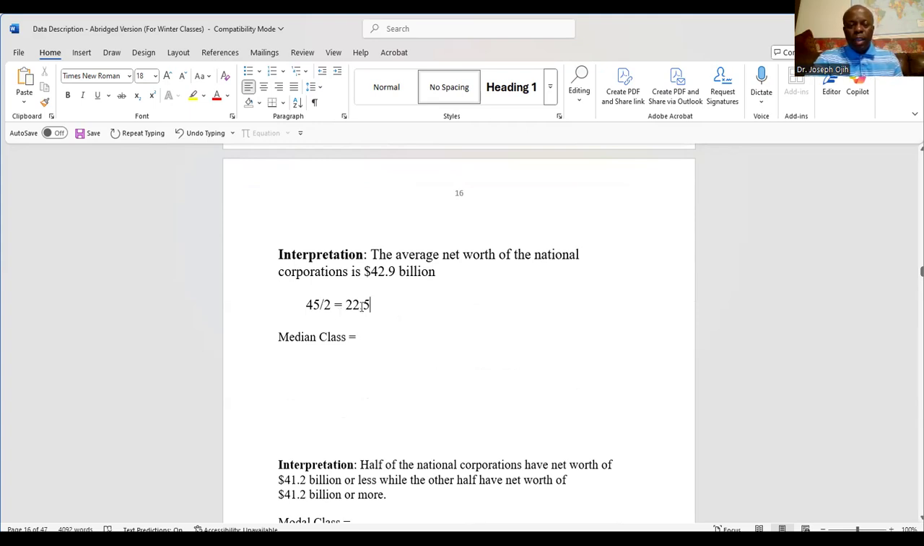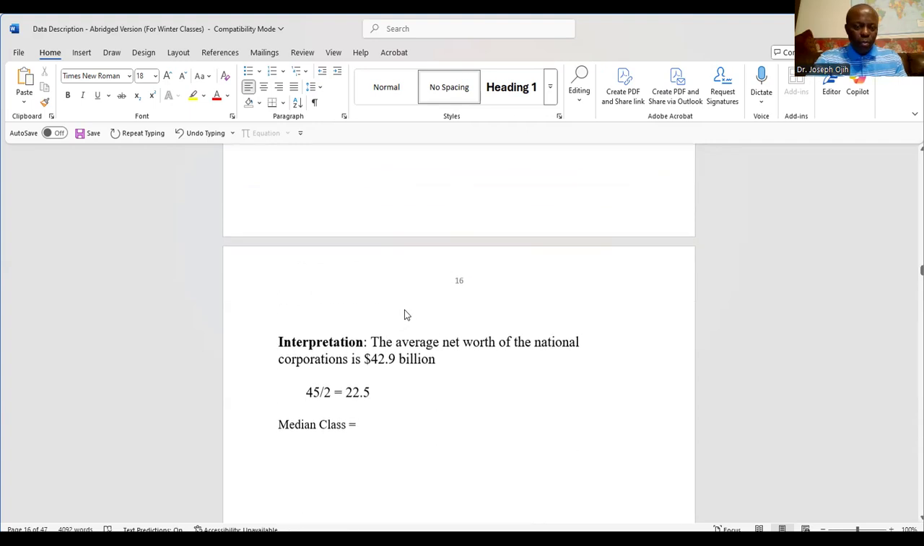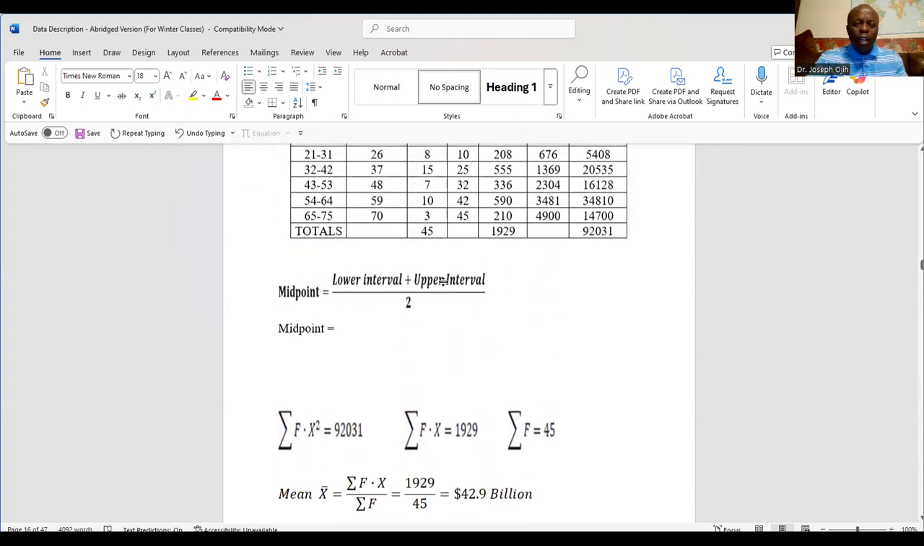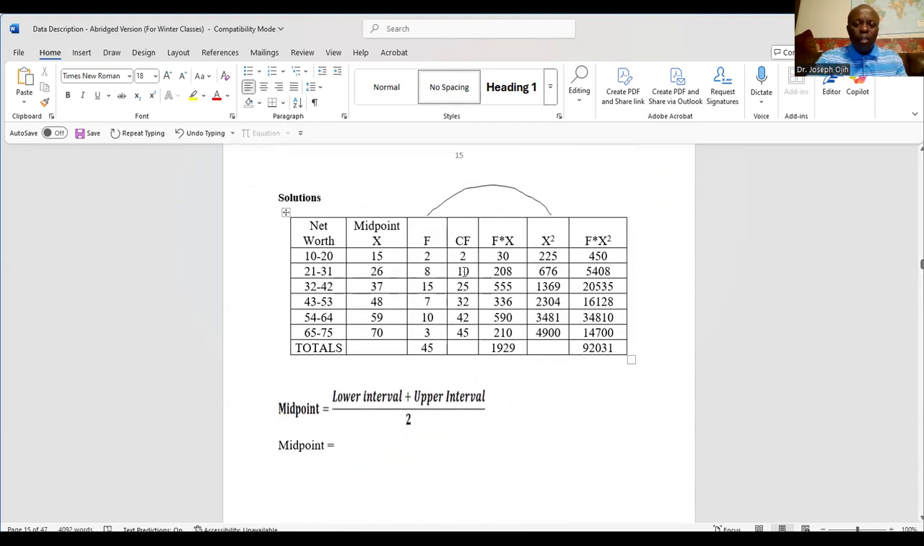So we will now use this to locate the median class. 22.5. If you look at the cumulative frequency, 10 is very far away from 22.5. 32 is also far away from it. The closest number to 22.5 is 25. And following it to the class, you see that this is the median class right there. So the median class is 32 to 42.